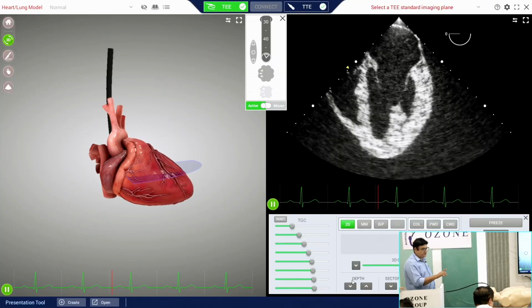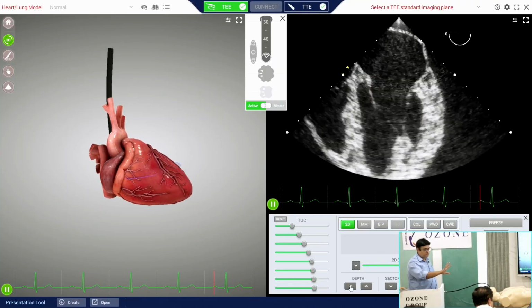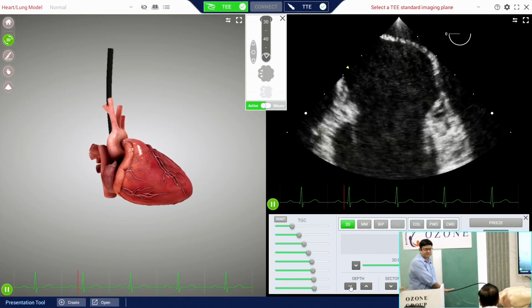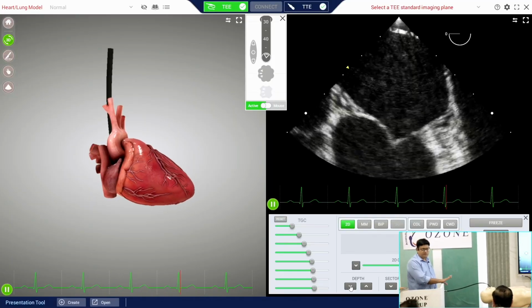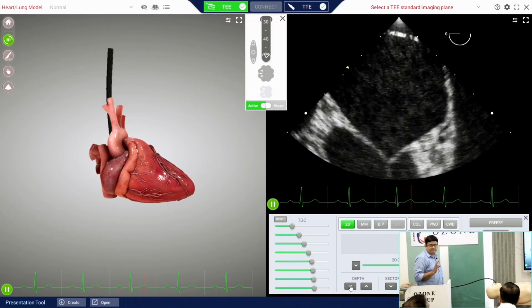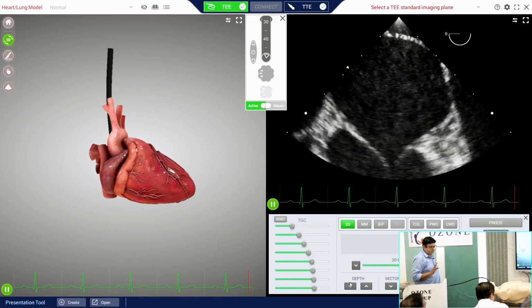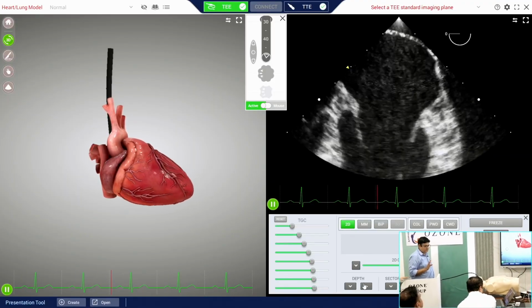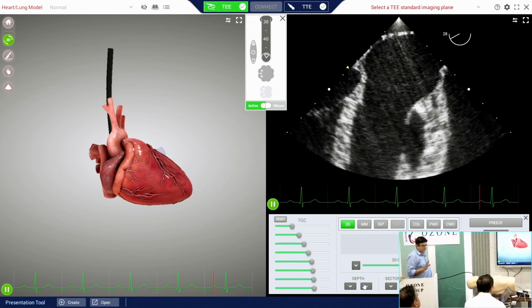Now once you have achieved this view, you should always keep the probe static. You don't have to move the probe at all. What you have to move is only the multiplane angle. So now I am increasing the multiplane angle.